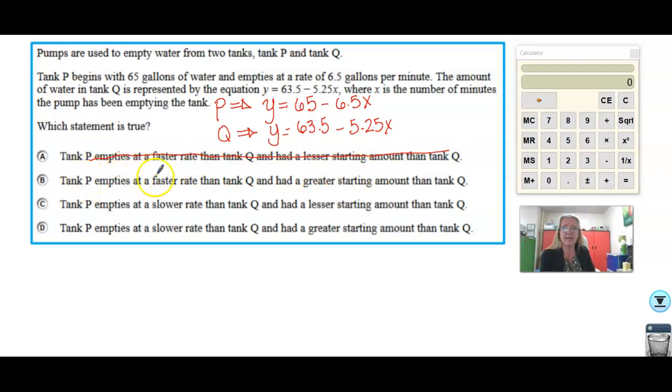B says tank P empties at a faster rate than tank Q, just like the first one. That's true. Tank P is emptying at a faster rate. But this one says, and had a greater starting amount than tank Q. P did have a greater starting amount. So I'm liking B for this one because both of those statements are true. When I look at the last two, I see they both say tank P empties at a slower rate. No, it's not emptying at a slower rate. It's emptying at a higher rate. So clearly the only correct answer to this one is B.